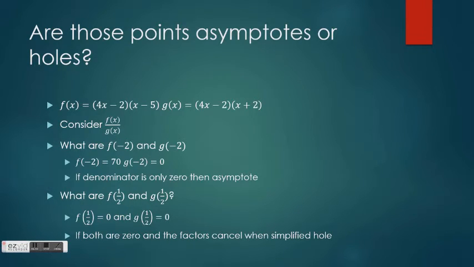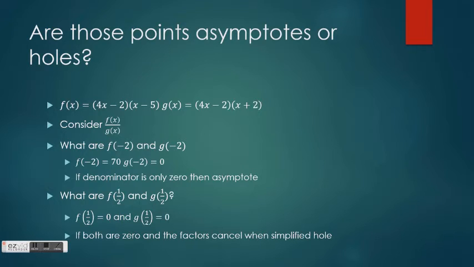Now, are these points asymptotes or holes? Well, for this we have to determine what happens at each of these. So let's take a look at the point negative 2, which we got. If you put it in our numerator, we get f of negative 2 is 70. In our denominator, we know it comes out to 0. In general, if our denominator comes out to 0, but the numerator does not, then it's going to be an asymptote.